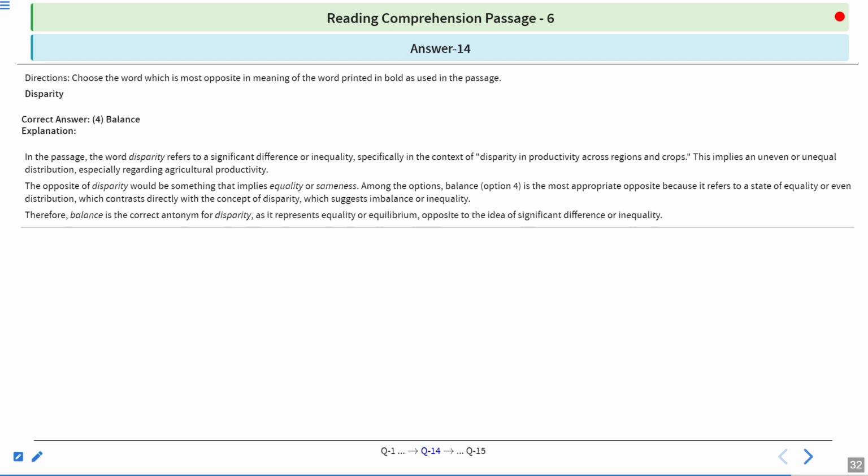The opposite of disparity would be something that implies equality or sameness. Among the options, balance, option 4, is the most appropriate opposite because it refers to a state of equality or even distribution, which contrasts directly with the concept of disparity, which suggests imbalance or inequality. Therefore, balance is the correct antonym for disparity, as it represents equality or equilibrium, opposite to the idea of significant difference or inequality.